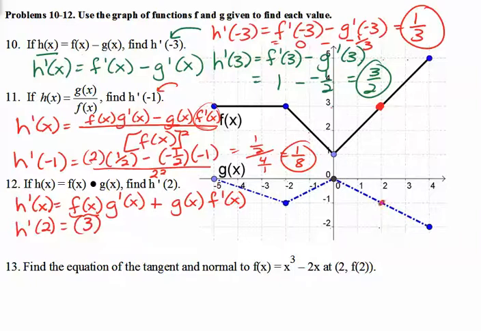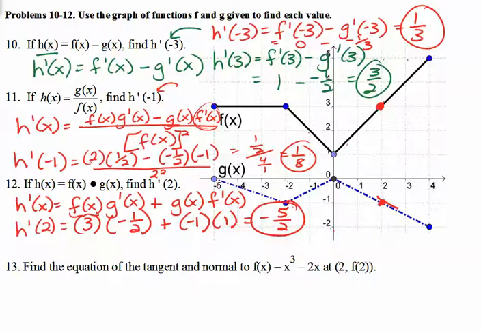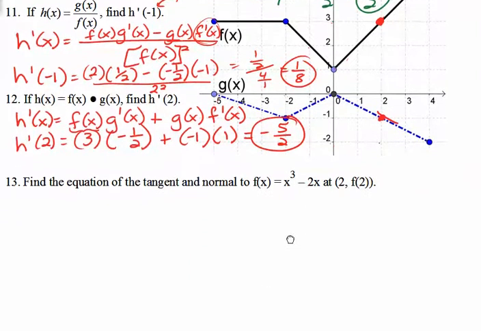And g prime of 2, we're looking at the slope now here. It looks like we're going down 2 over 4, so negative 1/2. And g of 2 is negative 1. That's just the y coordinate. And f prime of 2 is our slope here, which is positive 1. So we have negative 3/2 minus 1. So should we have negative 5/2? Again, let me stop and check my arithmetic before I move on. I don't see any arithmetic errors.